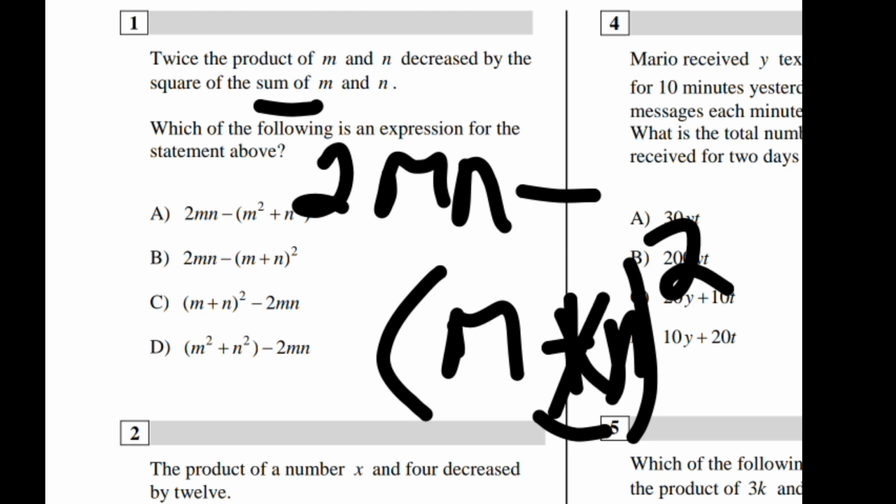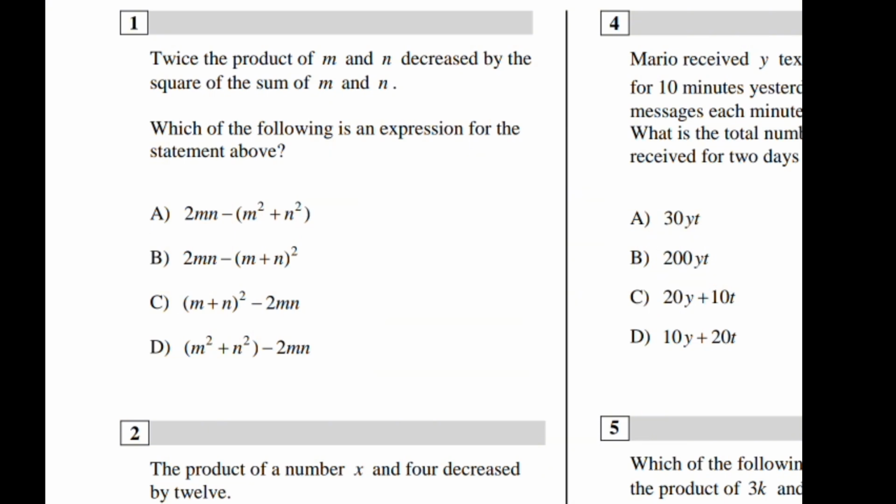And then the answer to this question will be what? Taking a look at this, the answer will be twice the product minus this, that will be B. Okay, moving to the next question.